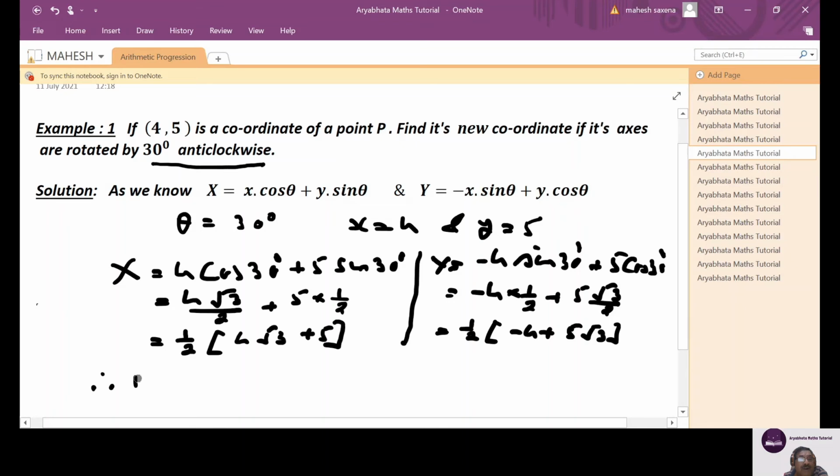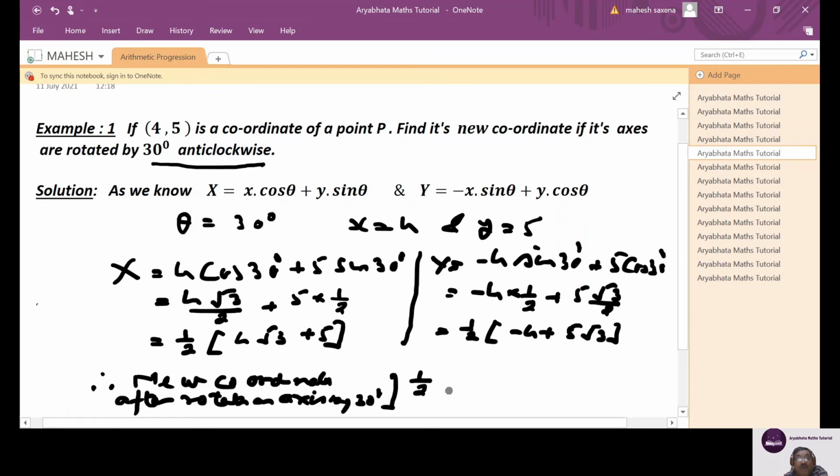Therefore, the new coordinates after rotation of the axis by 30 degrees will be (1 by 2 into (4 root 3 plus 5), 1 by 2 into (minus 4 plus 5 root 3)).